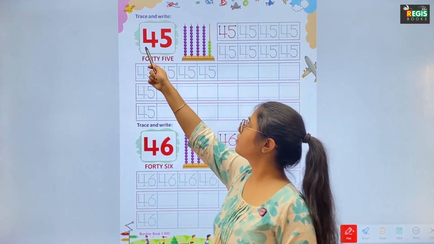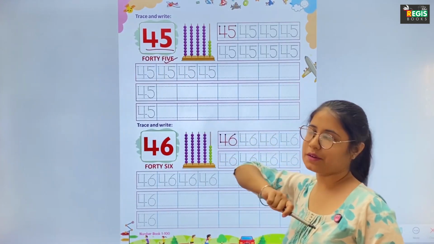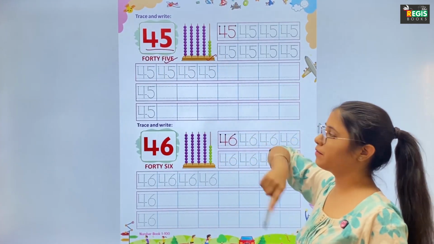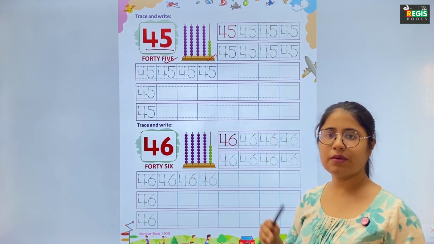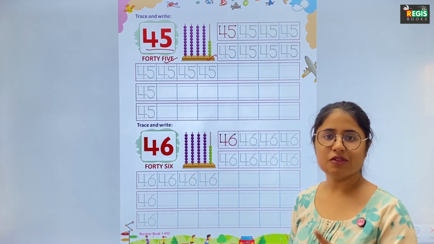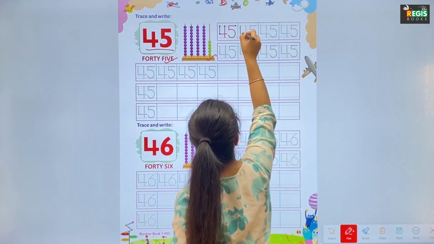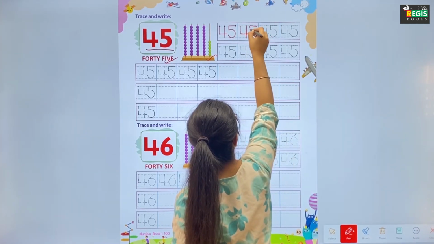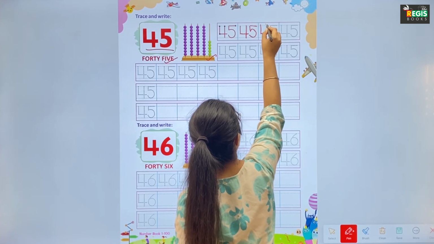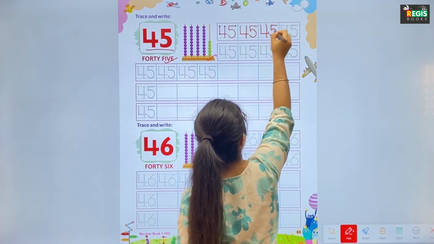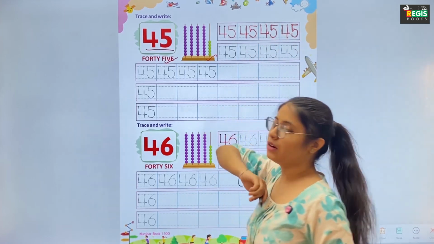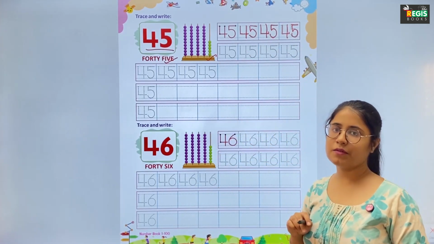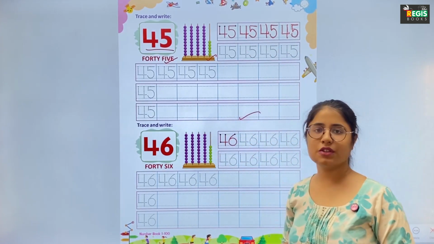Trace and write 4, 5, 45. These are total 45 dots. We write the number 45 by writing 4 and 5 together. Let's trace with me. 4, 5. 4, 5, 45. And similarly, you will write the number 45 in the rest of the boxes to practice it.